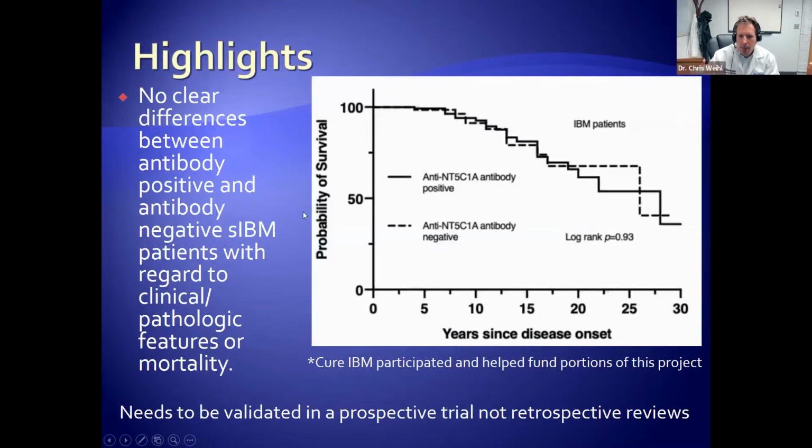As I had said, people had demonstrated that patients who were NT5C1A positive had a poor survival. We were actually able to show that there's really no difference in these two lines, the dotted line being patients that are negative, and the other being patients that are positive for the antibody. We don't really see any difference, so we don't see that it has a prognostic value, at least at this point.